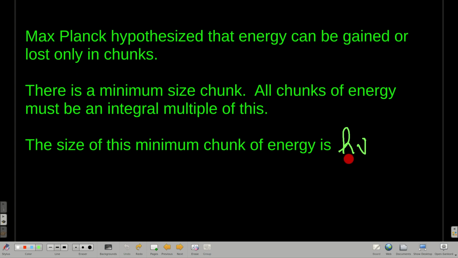This is letter H, which stands for Planck's constant. I'll show you that in a second. And this is nu. It stands for the frequency. So this is the smallest size chunk of energy that Max Planck said could be gained or lost by a system.